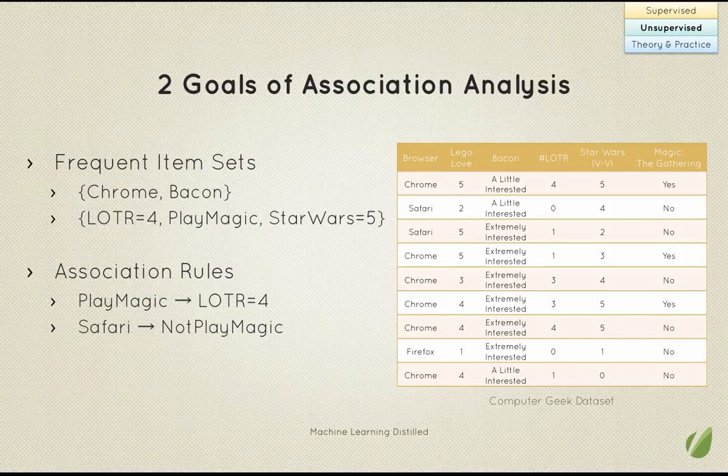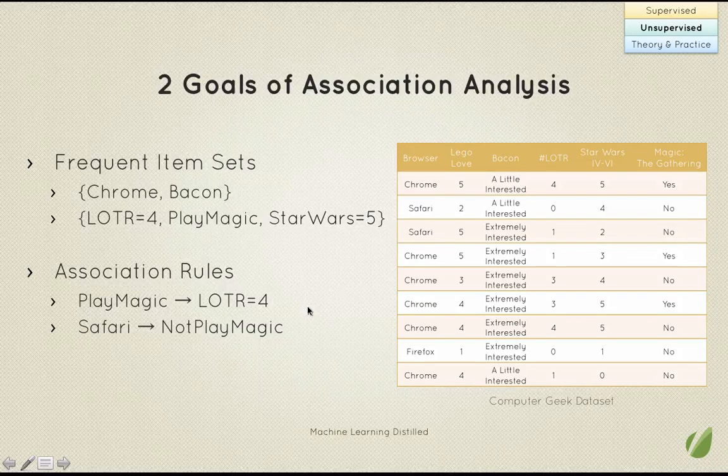There are 2 goals of association analysis. The first is to find frequent item sets. This means items that occur often together. Here are 2 examples from this data set on the right. We found that Chrome and bacon occur together often within this set of data. This is another example involving Lord of the Rings, playing Magic, and Star Wars.